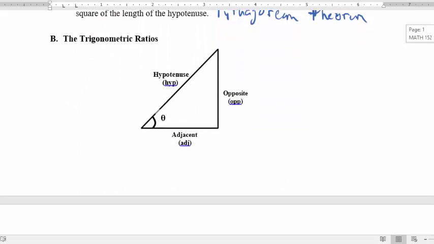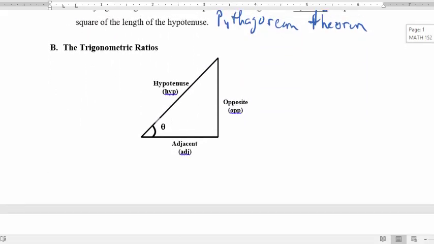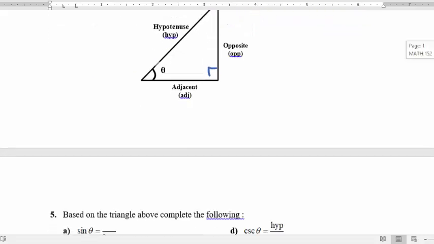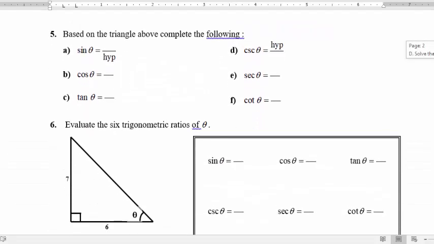So the trigonometric ratios. You have the angle theta, you have the leg that's opposite theta, you have the leg that's adjacent to theta, and you have the hypotenuse, which is opposite the right angle. And in this case, there's your right angle. So based on the triangle, complete the following.